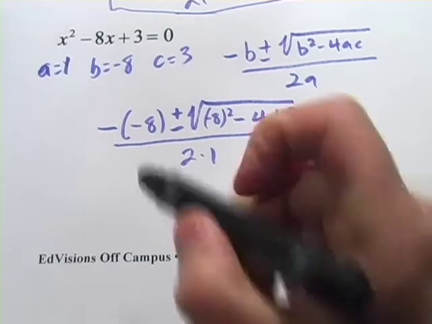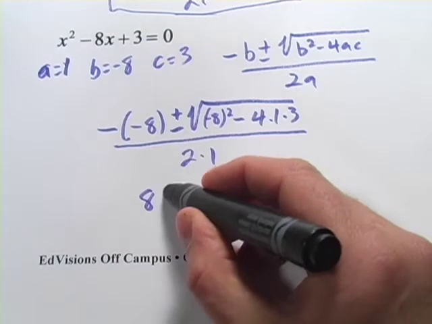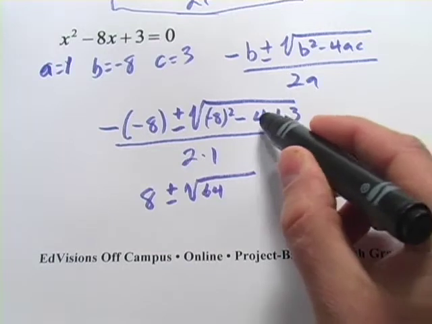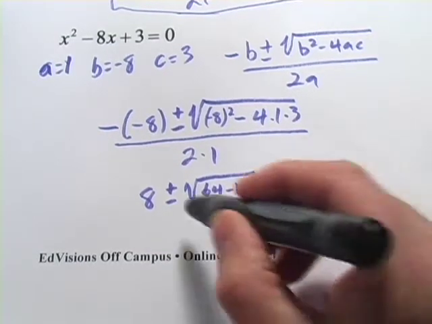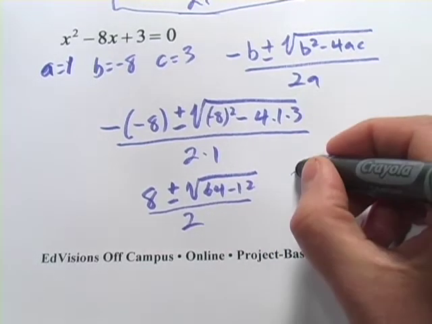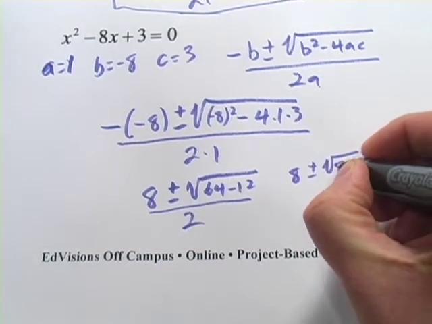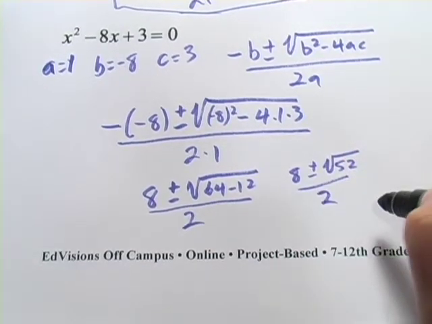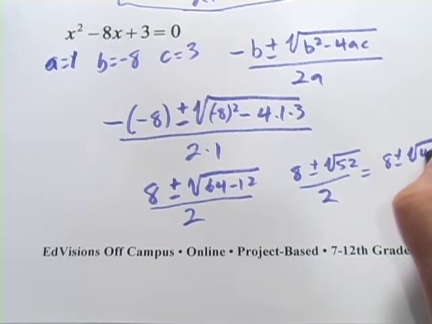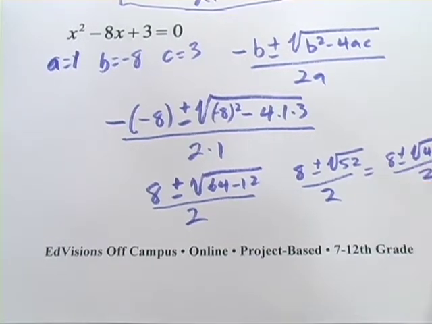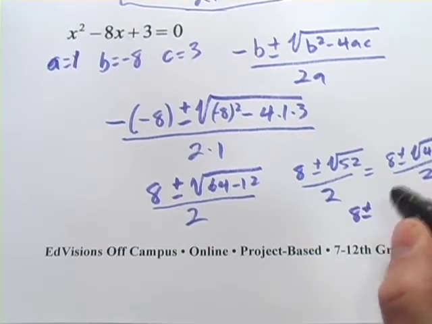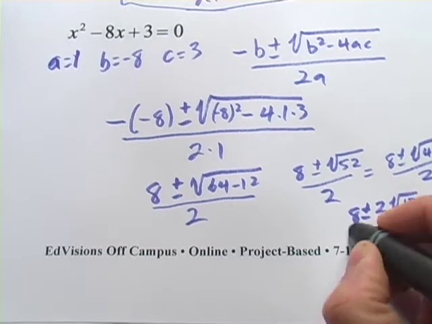Now we can do some arithmetic here. A negative 8 is, of course, a positive 8. 8 squared, or negative 8 squared, is 64. And then 4 times 1 times 3, that's 12, so minus 12. And that's all over 2. So 64 minus 12 is going to be 52. So we've got 8 plus or minus the square root of 52 over 2. And let's see, 52, so that's 8 plus or minus the square root of 4 times 13 over 2. Now I can pull that 4 out and have 2 times the square root of 13. So this is going to be 8 plus or minus 2 times the square root of 13 over 2.